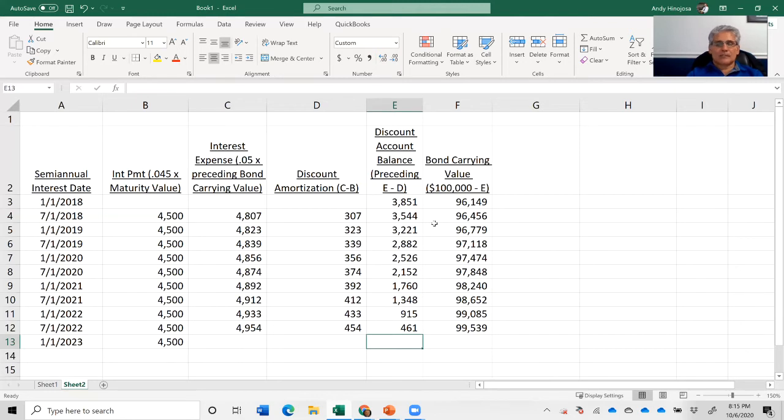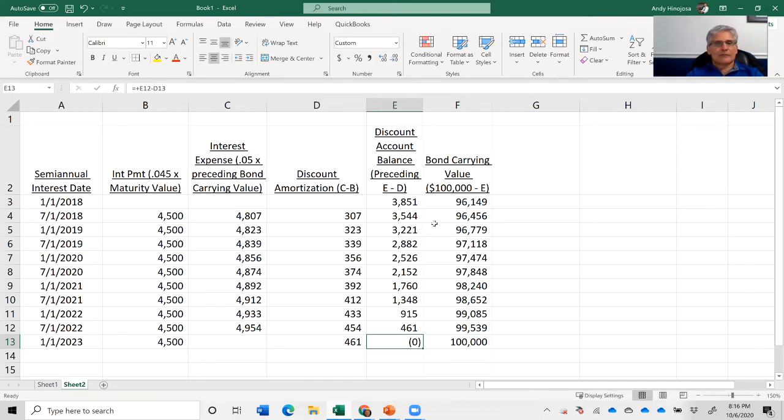For our discount to be 0, our discount amortization has to be equal to the preceding balance. So in other words, this has to be 461. If you think about it, if your previous balance is 461 and we subtract the 461, we end up with 0. And then we end up with a bond carrying value of exactly what we want. We want it to be the maturity value or the par value.